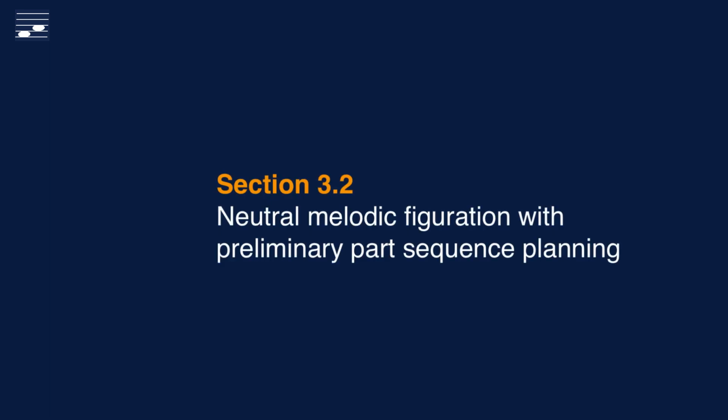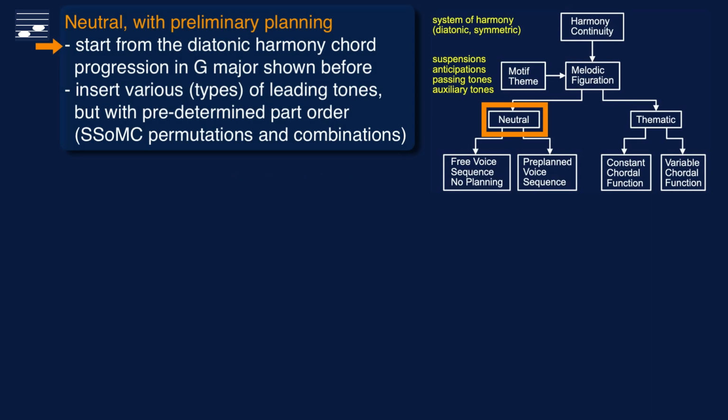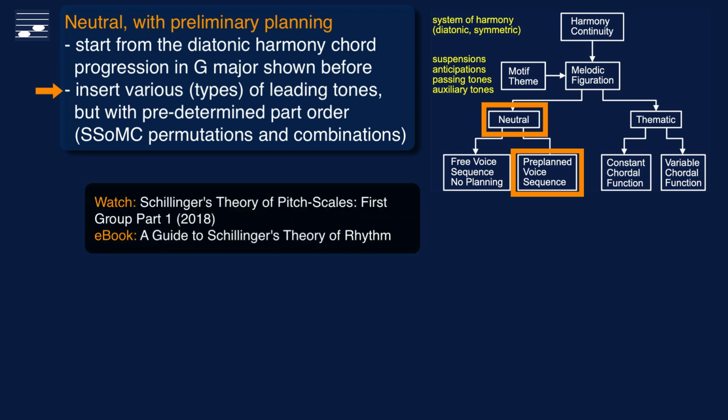In the alternative neutral figuration approach, we predetermine the sequence, the order in which we'll insert leading tones into the voices. This may be written as a mathematical equation from which the terms may undergo permutation and combination, a process introduced in Schillinger's theory of rhythm.